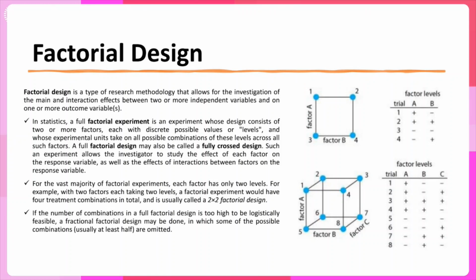So when we talk about the factor levels, you can see on the image, when I say 2 by 2, there are two factors A and B, and the trials that you may perform can be a maximum of 4 trials. When you have 3 factors, you can have 9 trials. So similarly, you can design your experiment.